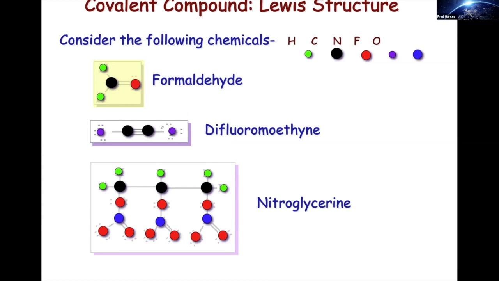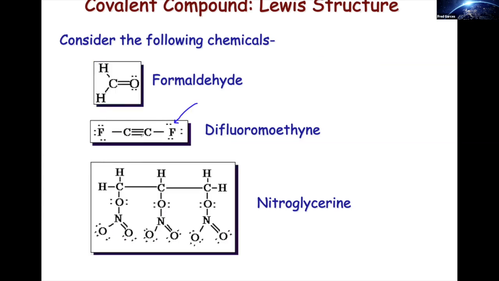Here, carbon doesn't have any lone pairs because it already has 8. This carbon doesn't have lone pairs because it already has 8: 2, 4, 6, 8. You count a bond as 2. This fluorine, however, has 3 lone pairs: 1, 2, 3. That represents 6, and then the shared electrons between the fluorine and the carbon represent the other 2. That's a total of 8. Remember, the underlying principle of Lewis structures is the octet rule.